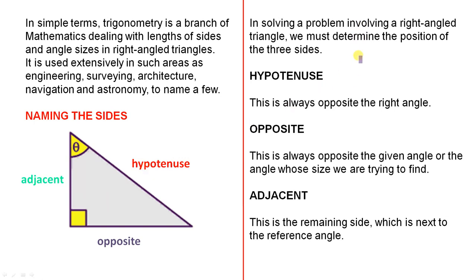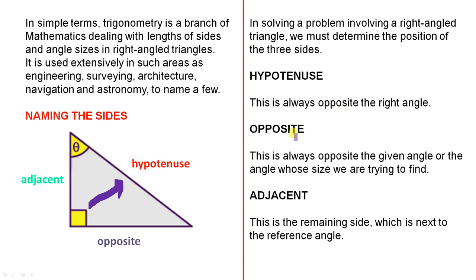In solving a problem involving a right angle triangle, we must determine the position of the three sides. The first one is the hypotenuse. This is always opposite the right angle. So wherever you see the right angle in a right angle triangle, the side which is directly opposite the right angle is called the hypotenuse.